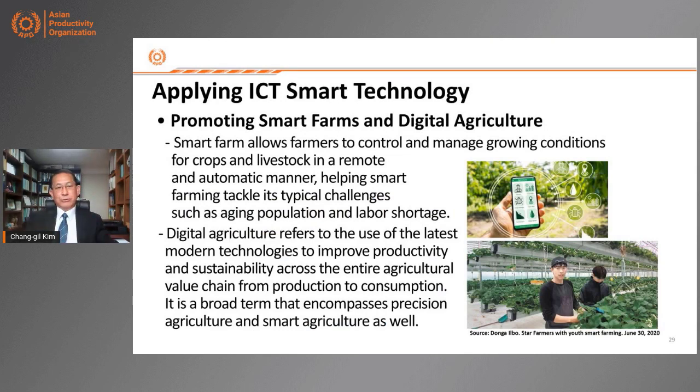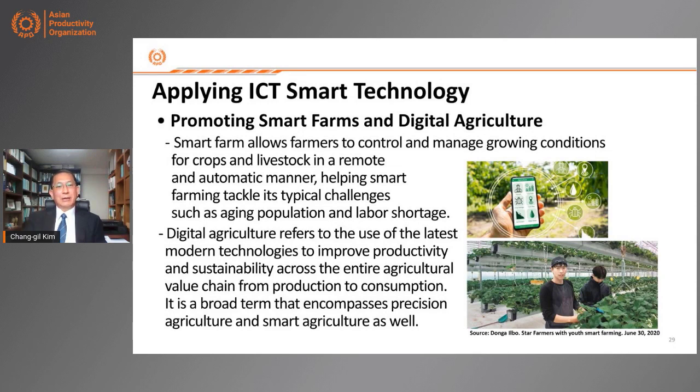Finally, applying ICT smart technologies. In order to achieve inclusive rural development, we need ICT smart technology, promoting smart farms and digital agriculture. I think a smart farm allows farmers to control and manage growing conditions for crops and livestock remotely, with mobile phones and other devices, in an automatic manner, helping smart farming tackle typical challenges.